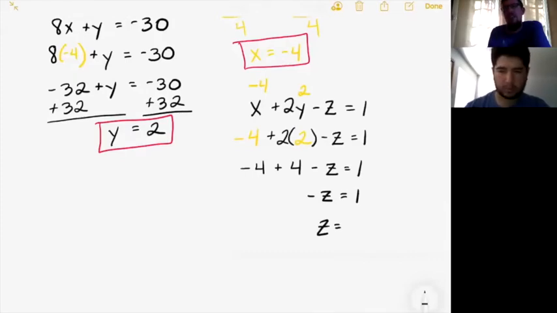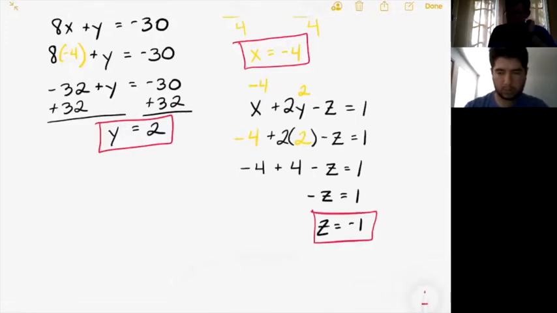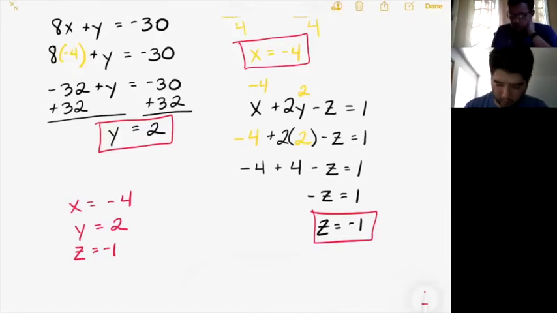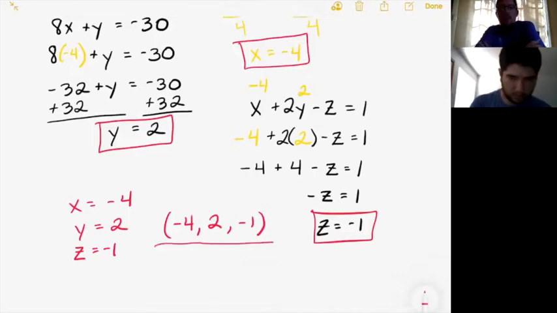This is audience participation time. -1. Very good, -1, fantastic. So the answer to my problem then is x equals -4, y equals +2, and z equals -1. And if you want to write it the way the pros do, we can still do x, comma, y, comma, z. Either one of those answers are perfectly acceptable. I kind of like this one a little bit better because that's how you would write the coordinates.